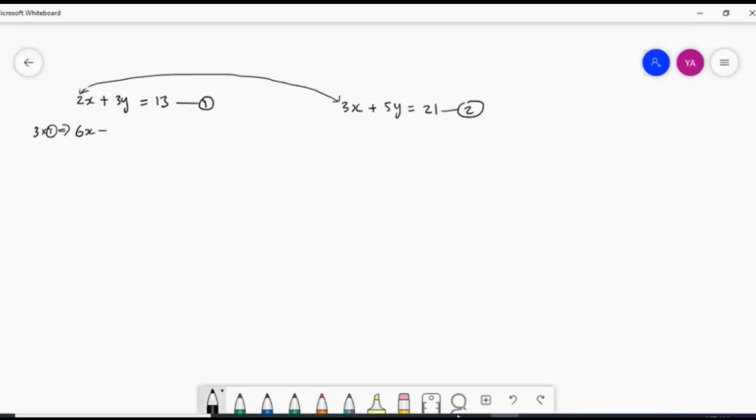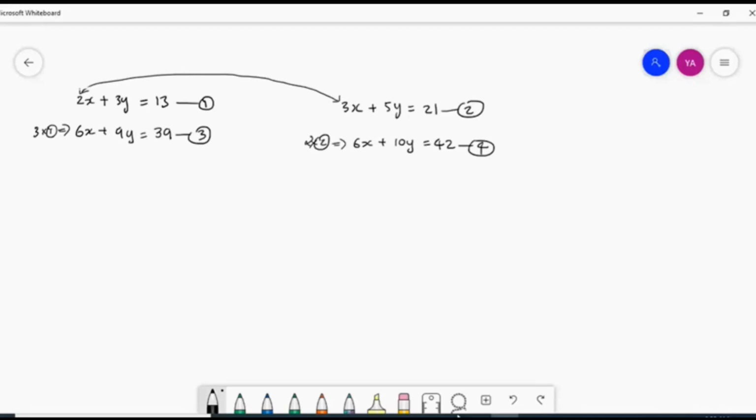So what will happen? 3 times equation number 1: 6x plus 9y is equal to 39. And 2 times equation number 2: 6x plus 10y is equal to 42. Now what happened? We got two equations, equation number 3 and equation number 4. Equation number 3 is same as equation number 1, and equation number 4 is same as equation number 2. So now it is enough to solve these two new equations.